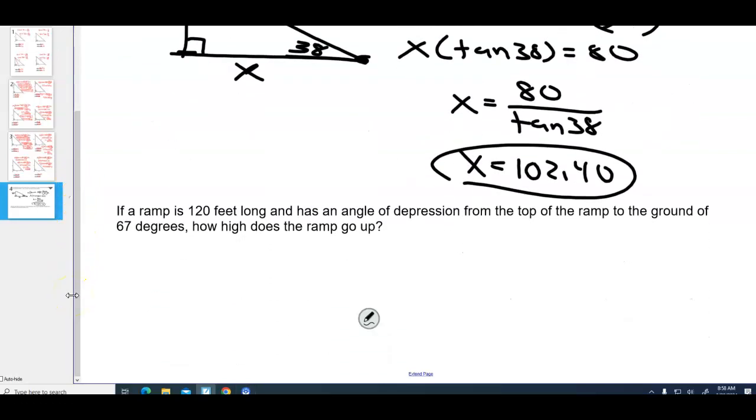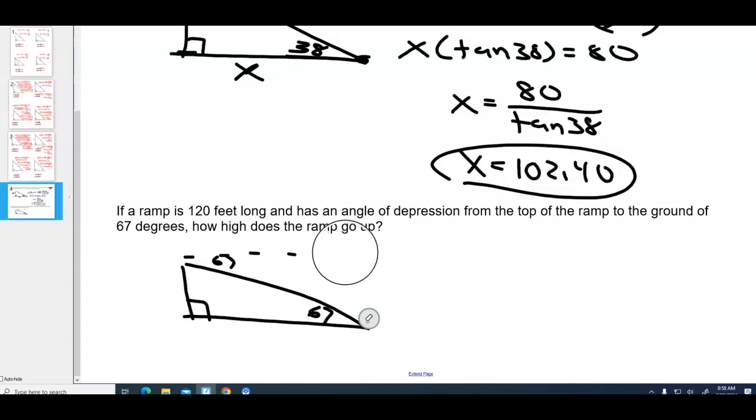The next one, if the ramp is 120 feet long, I'm hoping everyone knows what a ramp is. It has an angle of depression from the top of the ramp to the ground at 67 degrees. That means that angle of depression is here. Which means I'm going to put that angle down here. Once again, angle of elevation, angle of depression, I don't care. We're putting it here. You should know what a ramp looks like. This is what a ramp looks like. That's 120 feet. How high does the ramp go up? That's my x.